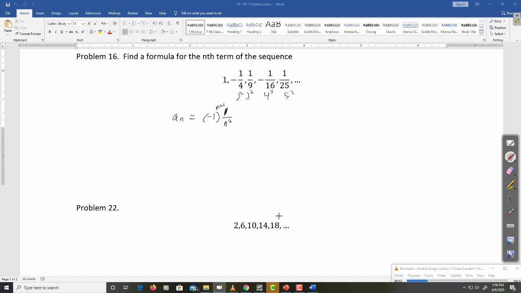And this one, well, we have 2, 6, 10, 14. It's adding 4. So 2 plus 4n would give me 6 for the first term, so I need to offset this by 1. On the first term, it would be 1 minus 1, which is 0, giving 2. You can actually simplify it, though: 4n minus 4 plus 2 is 4n minus 2, which would give us the formula. On the first one, we would get 2. Second one, we'd get 6, etc.